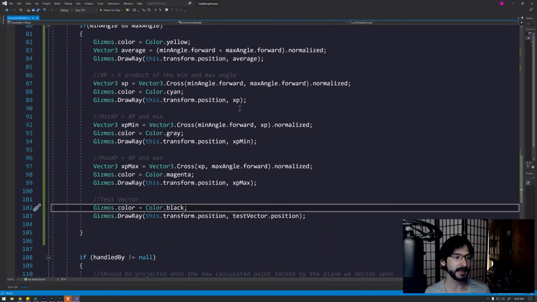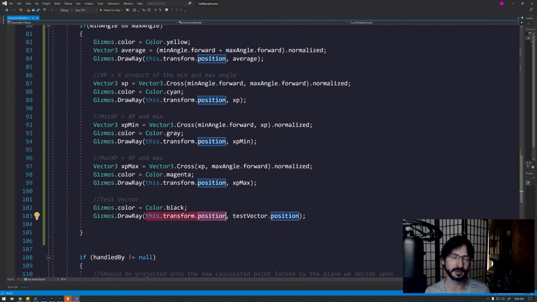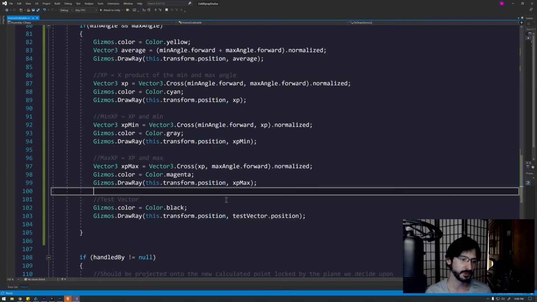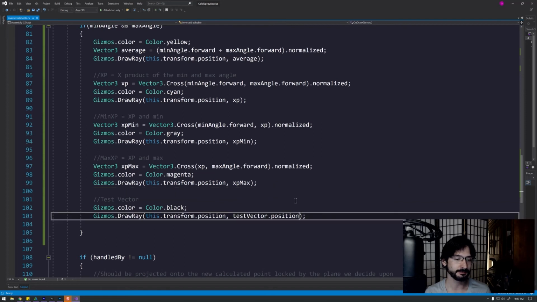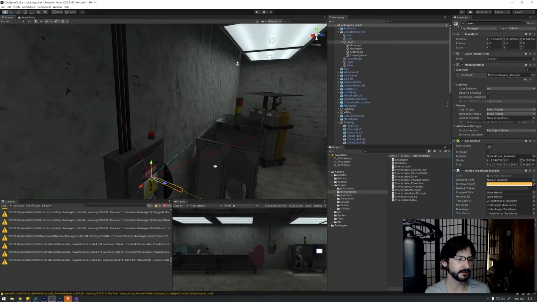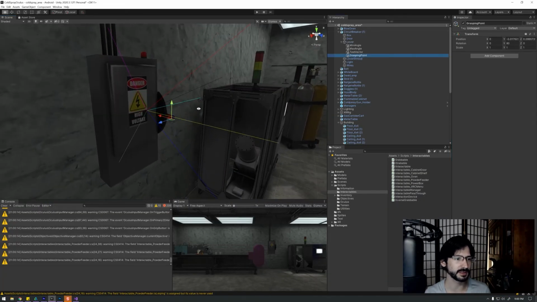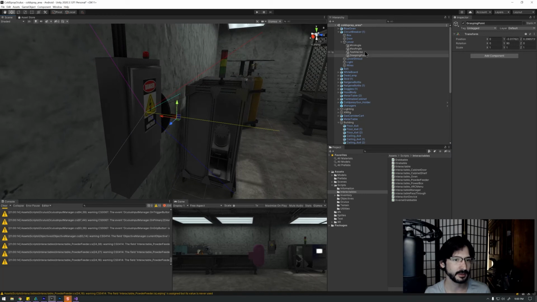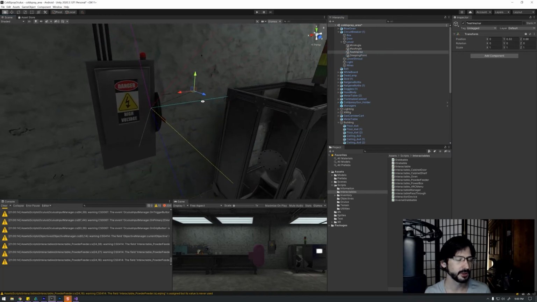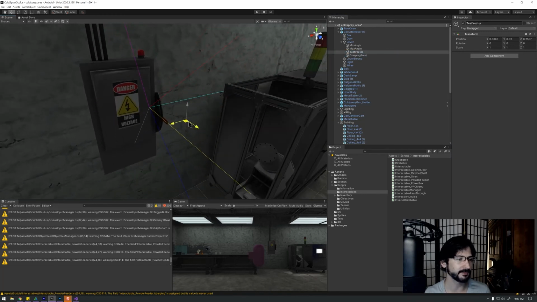Why, you might ask? Well, that's because Ray is assuming this is the center point of where it's starting from, and this ends up being the direction of where it should go. So really, this position should be test vector.position minus this.transform.position. Back over here. And there is our black vector right there. If we were to select the grasping point right there. Nope, not test vector. There we are. We can see now that the test vector is on the end of that right there.